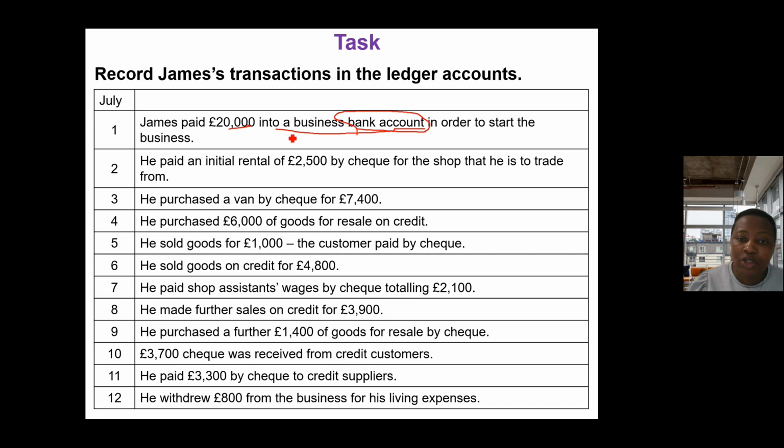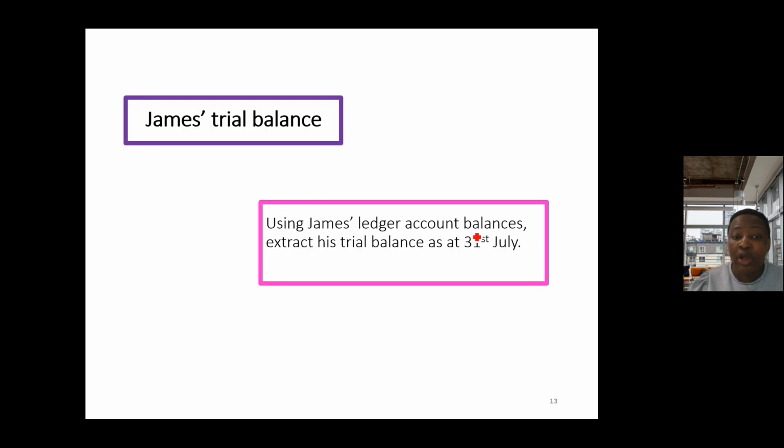So open the ledger account of capital and the ledger account for bank and make the postings. The balance brought down for each of them is what you're going to take into your trial balance. Use your ledger balances to draw up your trial balance.